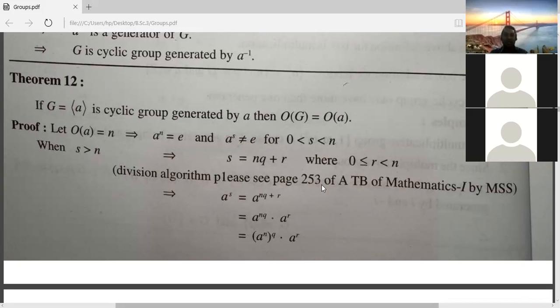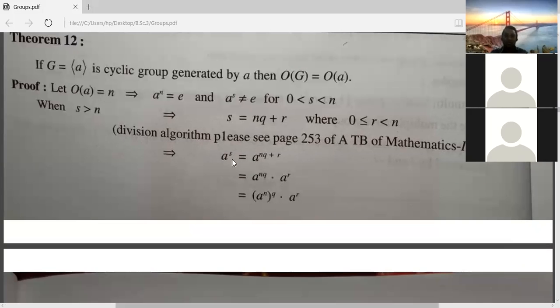Okay. Now, a to the power s: you take the base as a and you raise the powers by s, and here you raise the powers by the same.